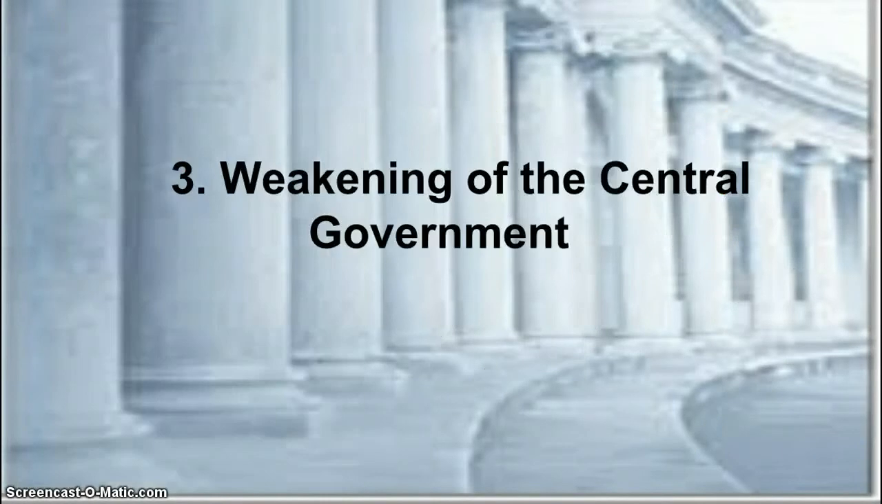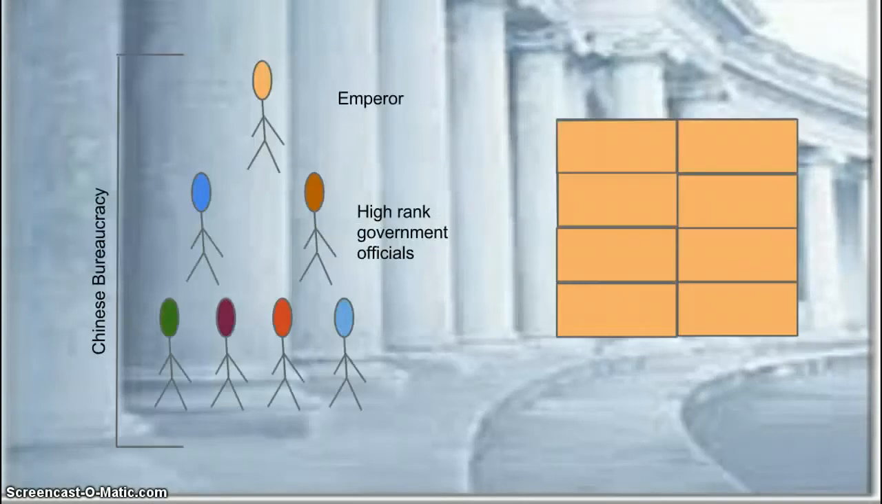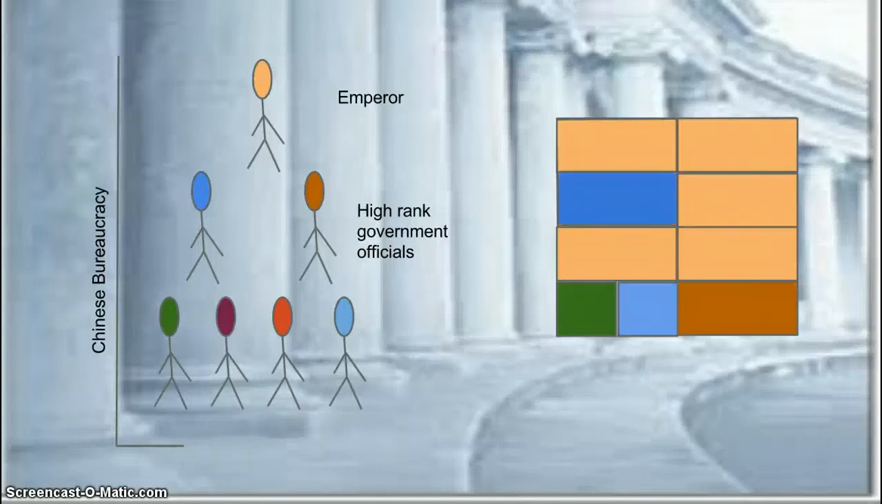The third and final reason why an empire falls is because the central government weakens and the government workers get stronger. This can be seen in China, where government officials, because of their status and their bureaucracy, start forming kingdom-like territories in the Chinese empire.